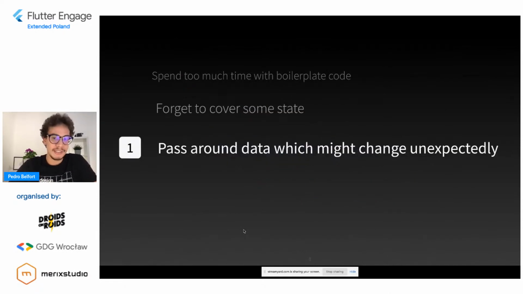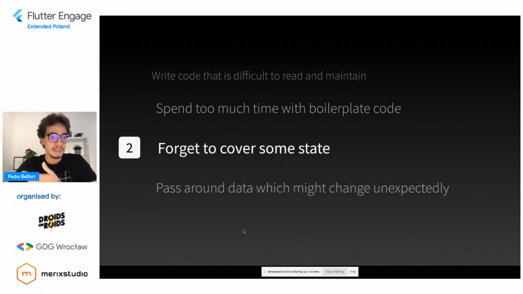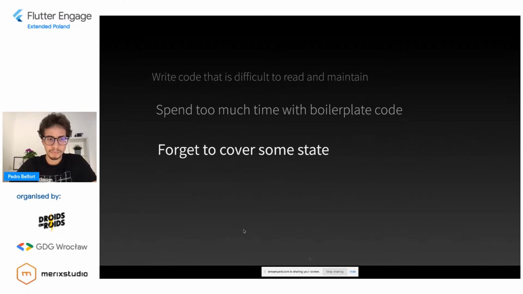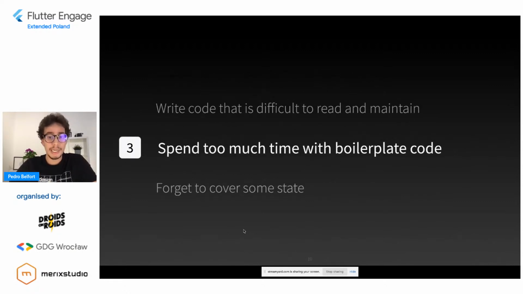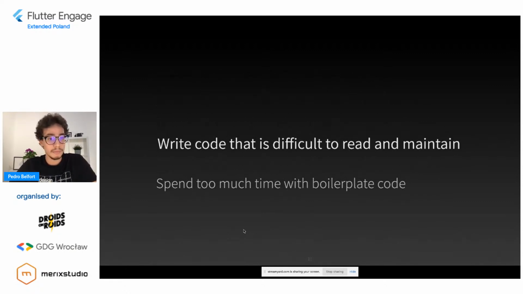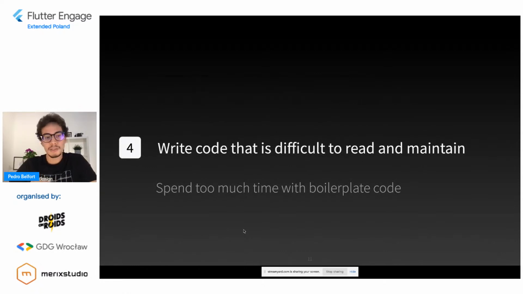Well, I'll tell you 4 things that might go wrong. First, you might pass around data which might change unexpectedly. Second, you might forget to cover some state in your widget. Third, you might spend too much time with boilerplate code. Or fourth, you might just write code that is difficult to read and maintain.